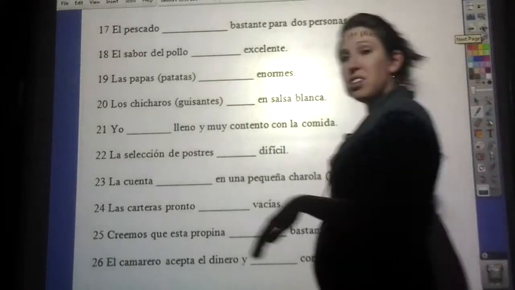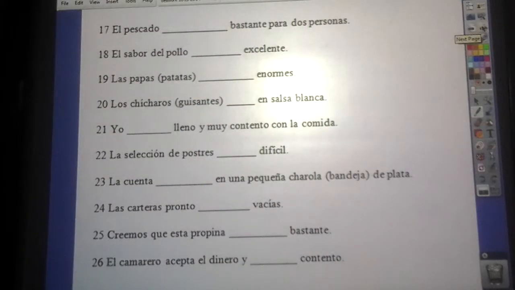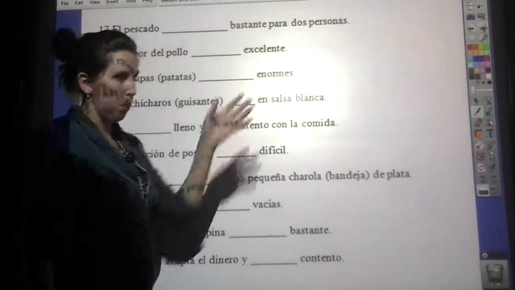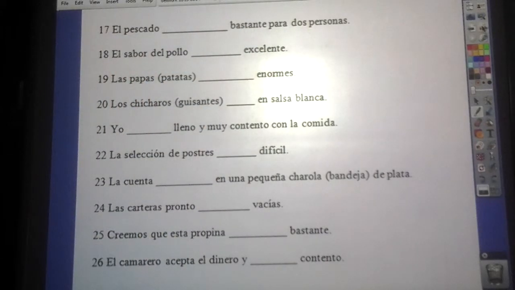Ok. 17. El pescado blank bastante para 2 personas. El pescado blank bastante. So the fish is enough for 2 people. Okay? That's not really going to change.